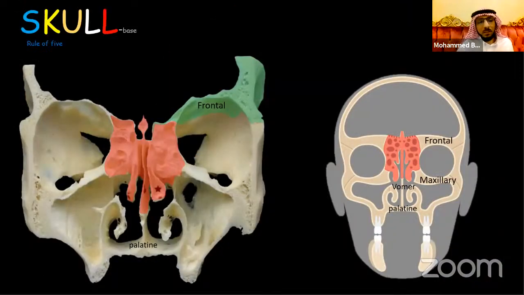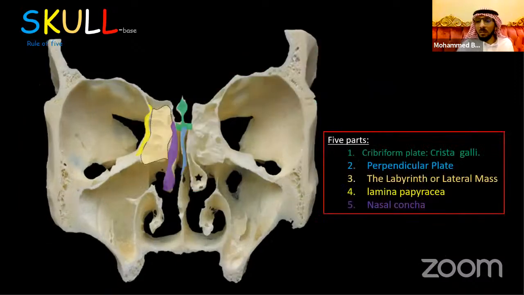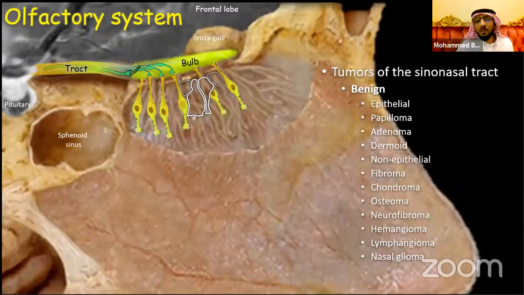Same deal with the ethmoid bone. It is made up of five parts: the cribriform plate as well as the crista galli, which we call the horizontal plate; the perpendicular plate, which makes a good portion of the nasal septum; and the labyrinth, or lateral mass of the ethmoid bone, which will make up the ethmoid cells; the lamina papyracea, the medial wall of the orbit; and the nasal concha. That will take us to the tumors of the sinonasal region.